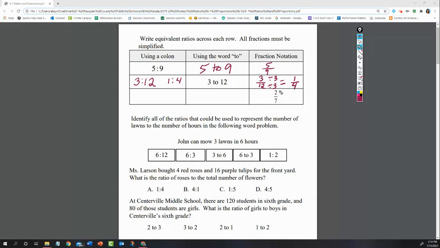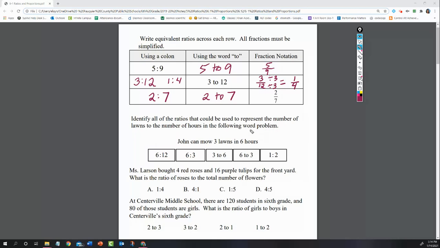Let's look at 2/7. If I wanted to write that in words, that would be 2 to 7, or using the colon, it would be 2:7. It says here, identify all of the ratios that could be used to represent the number of lawns to the number of hours in the following word problem.